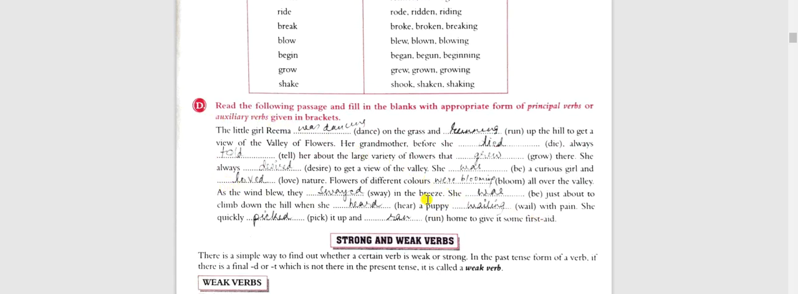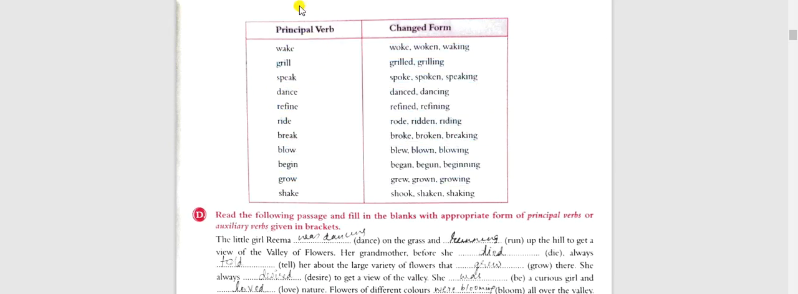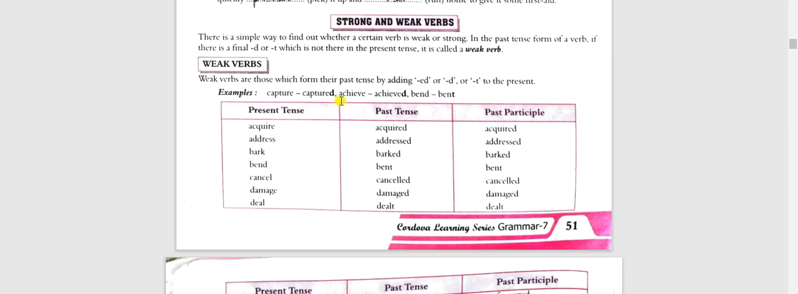Now see, this is again a kind of exercise. Here I have already filled, so you should not look at my answers but look at the question. Read the following passage and fill in the blanks with appropriate form of principal verbs. Now we have just seen these are the principal verbs, okay? The left hand side shows the principal verb while the right hand side shows its various varying forms, the changed form, how the verb will be in the past form, how the verb will be in the present form, and then the form of the verb in the third participle form, right? So do this exercise and then strong and weak verbs.